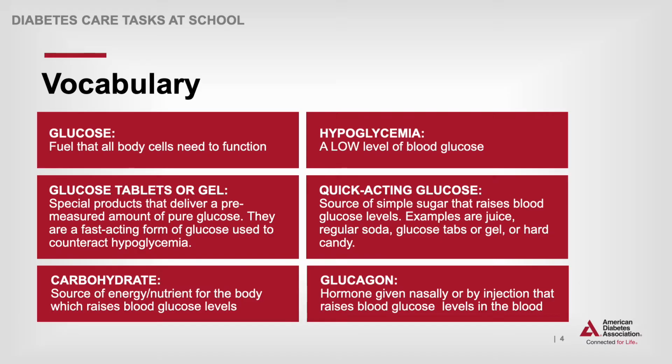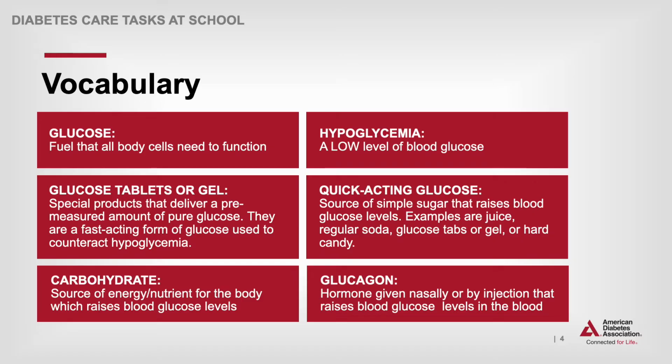Quick-acting glucose are foods that contain simple sugars that are used to raise blood sugar levels quickly during hypoglycemia. Glucose tablets or gel are special products that deliver a pre-measured amount of pure glucose. They are a fast-acting form of glucose used to counteract hypoglycemia.